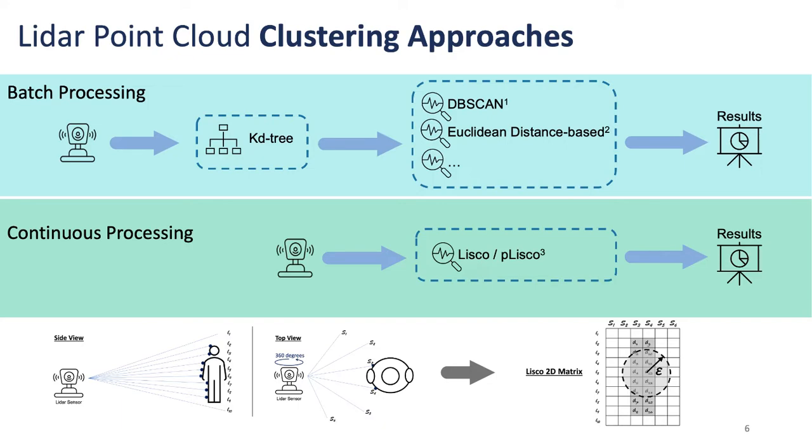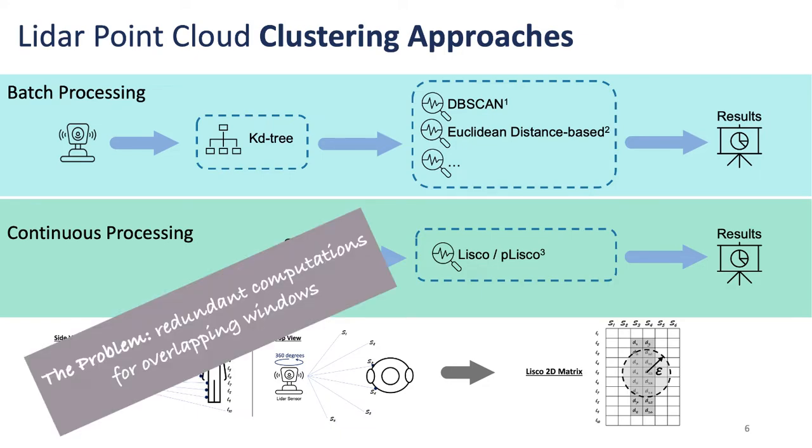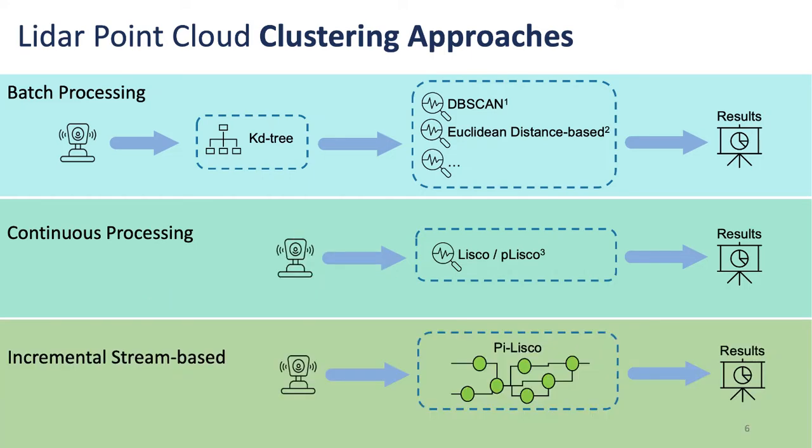The problem with Lisco, however, is that although it provides continuous clustering, it still works on each rotation individually. This means Lisco does not prevent redundant computations in case of having overlapping rotations. So, in this paper, we advance Lisco to reuse information from previous computations and propose a parallel incremental version of Lisco based on data streaming that we call Pi-Lisco. But before diving deeper into details of Pi-Lisco, let's have a quick overview of data streaming.